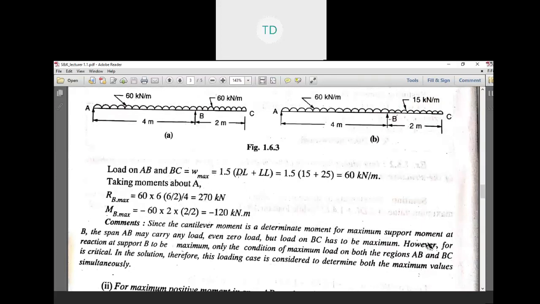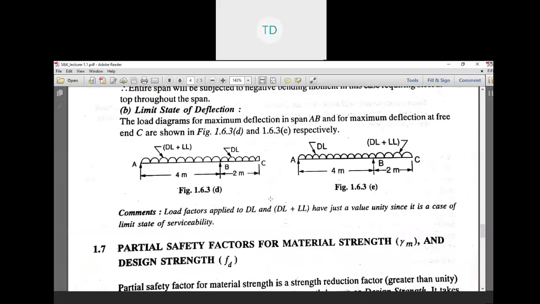Another same example, but we are not going to solve it. It's for your study purpose. If you have any query in this example during solution, contact me and feel free to message me or mail me. There are some other examples.